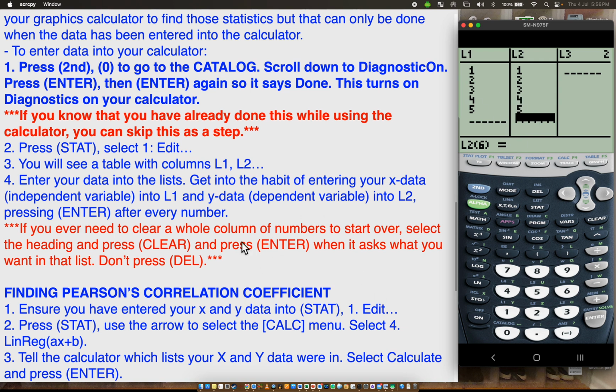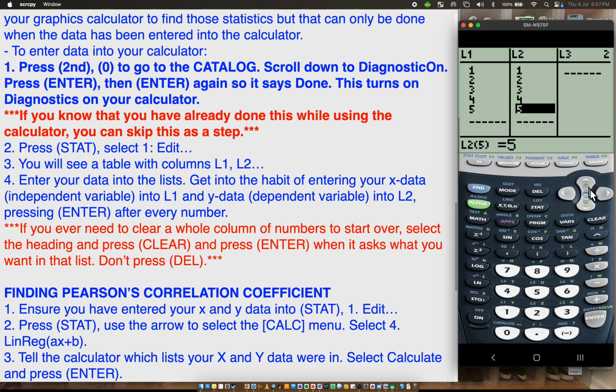One thing to add here is if you ever need to clear a whole column of numbers to start over, select the heading, so L2, and press clear. And then when it's going, okay, what do you want in L2? You press enter and it'll clear it. Do not press, I just did it. I cleared it, so I'll enter the data again. So 1, 2, 3, 4, 5.